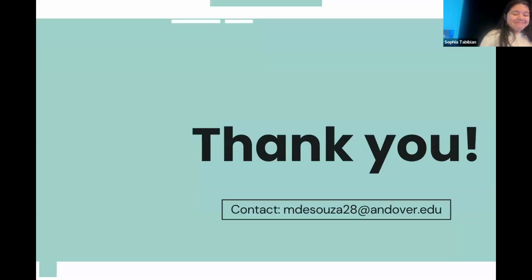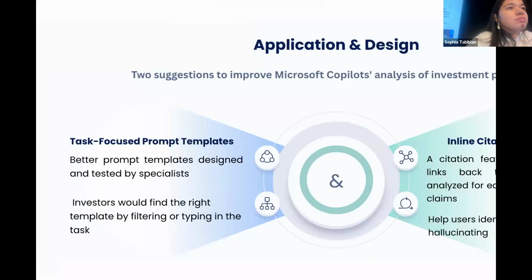Thank you. For your application proposal part, you mentioned adding task-focused templates. Could you elaborate more on what kind of tasks you would focus on? As I mentioned, Microsoft Copilot would be a great tool for the screening process of long documents. So one of the prompts available would be to summarize this document, and then it would be adapted to the investors' needs. I don't know if that answers your question.